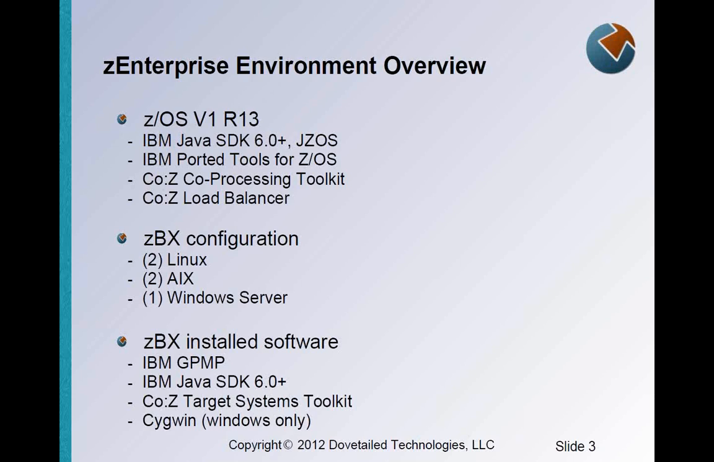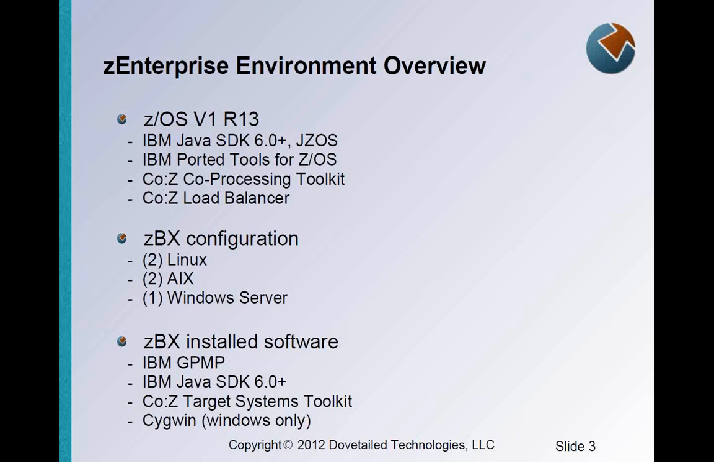The zEnterprise environment that we're running on is configured with a zOS partition running v1r13. We have on that partition a copy of IBM's SDK along with JZOS, which is part of the SDK, which we make use of in the load balancer. We also have installed on the zOS system IBM's ported tools for zOS, of which we make use of both the OpenSSH and curl components. And we also have installed the cozy coprocessing toolkit and of course the cozy load balancer.